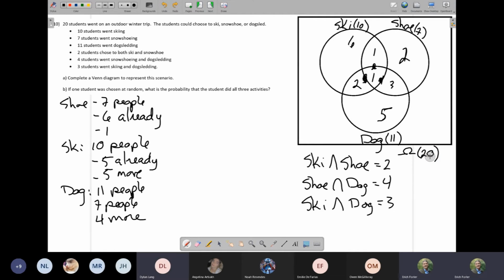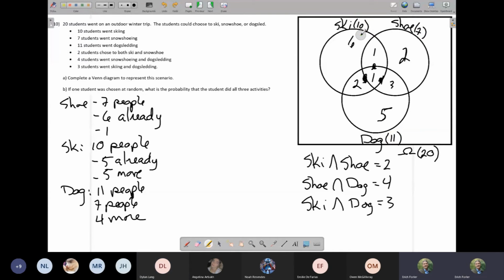Well, remember though, we need to end up with a total of 20, right? That's the commitment we're told. There has to be 20 students in total. However, if you added up all of these numbers, you've got 11 plus 7, you're at 18, plus 10 is 28, right? So you've got too many because some students are doing multiple events.